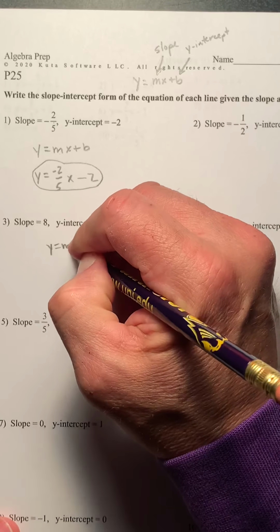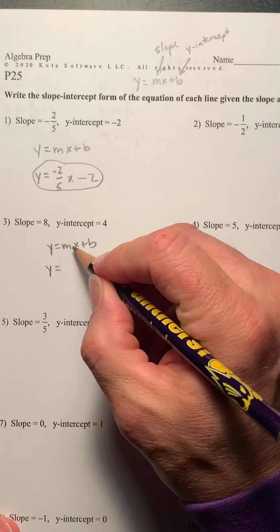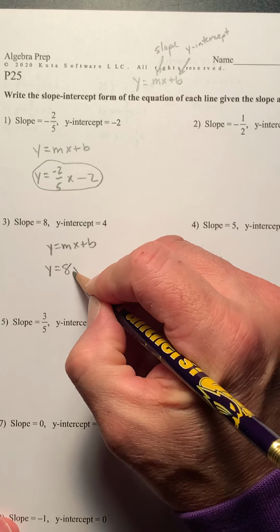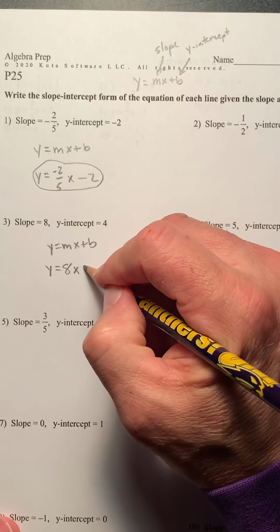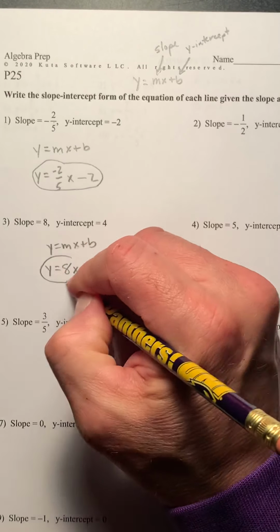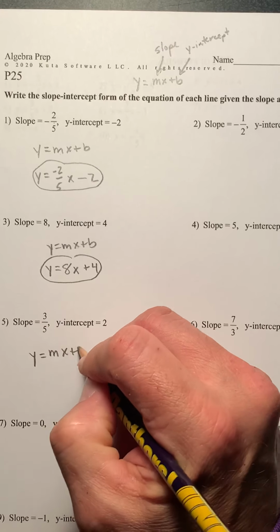Y equals mx plus b. In place of the m, we're going to put the slope number, a x, in place of the y-intercept plus 4. Could this be any simpler? Right? Y is equal to mx plus b.